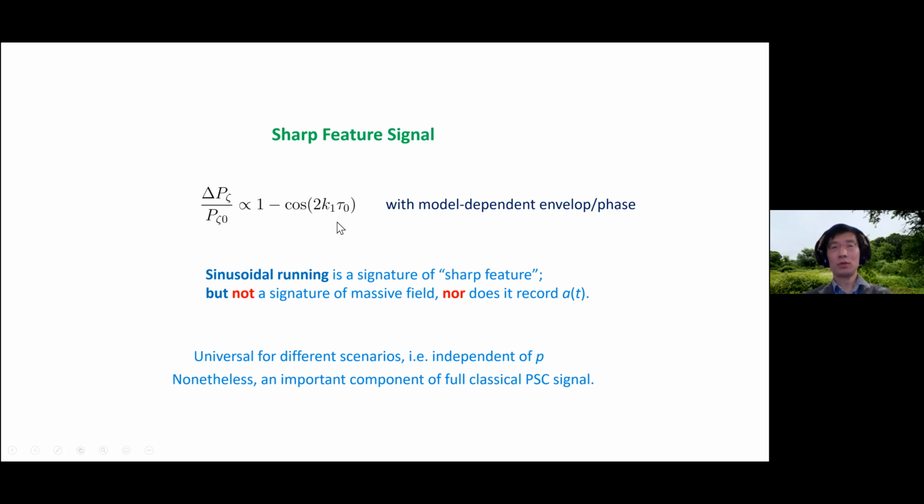But it's interesting to note this kind of behavior is universal even for non-inflation models. Where you have a sharp feature, you will also induce that, basically just because a sharp feature can be approximated as a delta function of features in time. So this is independent of the massive field, but this is also nonetheless an important component of the full signals that may be useful for other purposes. For example, by identifying that the whole signal is generated by massive fields.